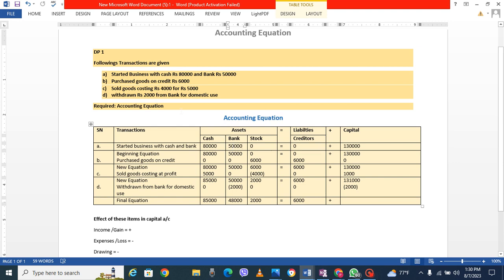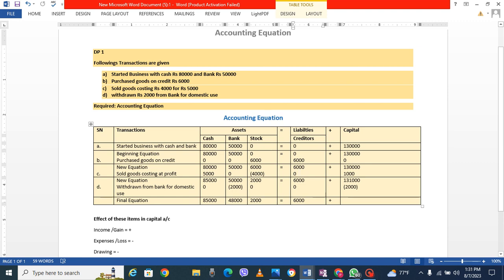But the goods were costing 4,000 rupees. We received 5,000, but the actual price of the goods, or cost of the goods, is 4,000, so we have deducted 4,000 from our stock. So now you can see here the cost of the goods is 4,000, but you sold by taking 5,000 rupees. That means you have 1,000 of profit. So profit will always be added to capital. So we have here written 1,000 plus our capital, but the liability section is 0 because this transaction doesn't have any impact on creditors.